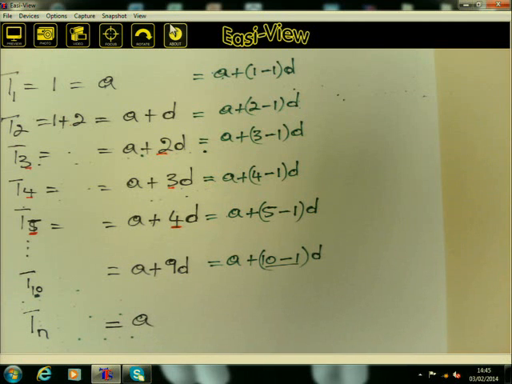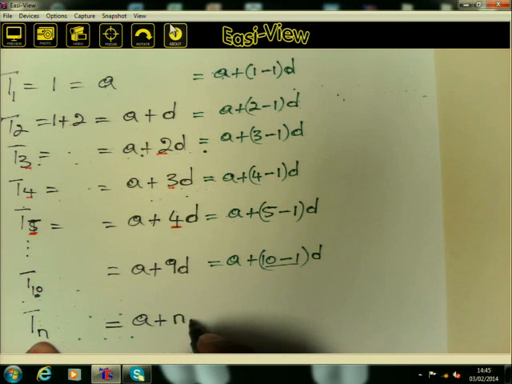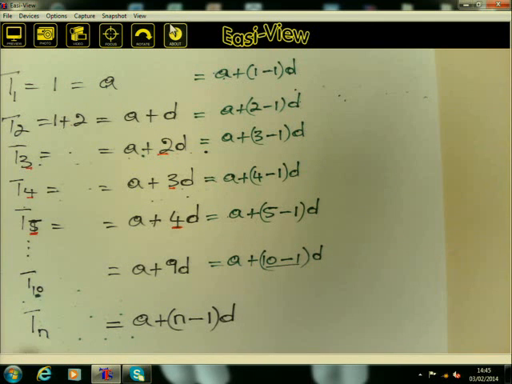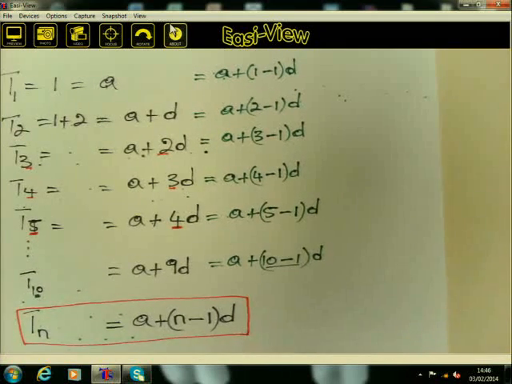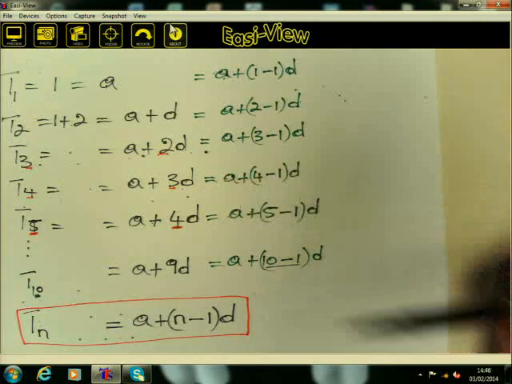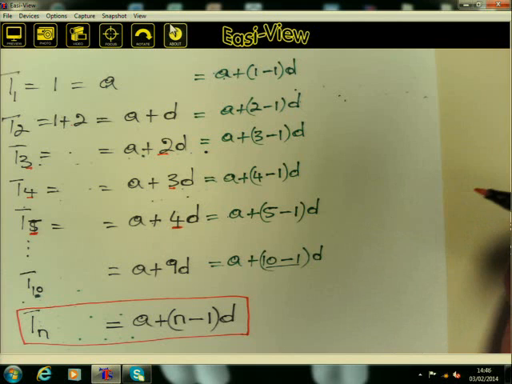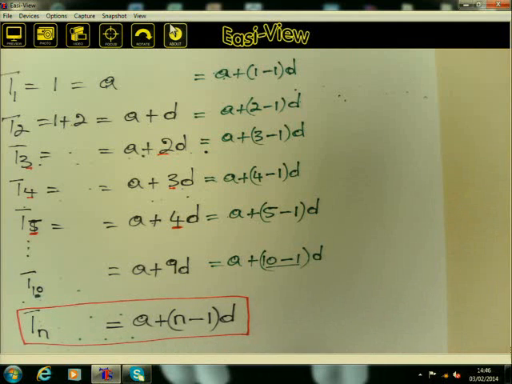the first term, you add, what happens to n now? n, we must lose 1. n minus 1, then we multiply it by the difference. So now, beautiful learners, this one becomes the general term of an arithmetic sequence. It's a general term.